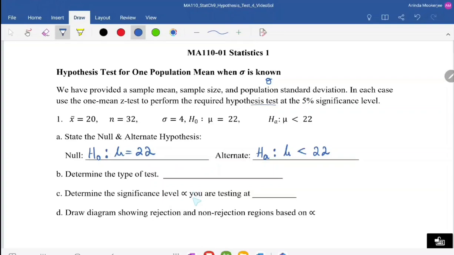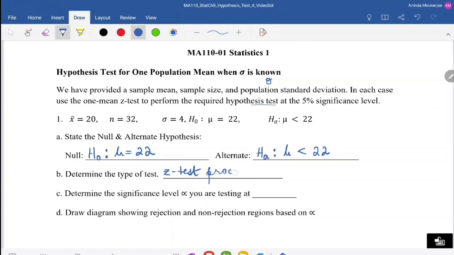Determine the type of test. Now, for the type of test, there can be two types. One is the Z test. So first of all, it's a Z test because we are given the population standard deviation. So therefore, we are going to use the Z test procedure.